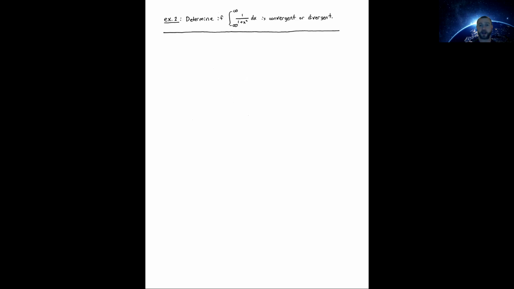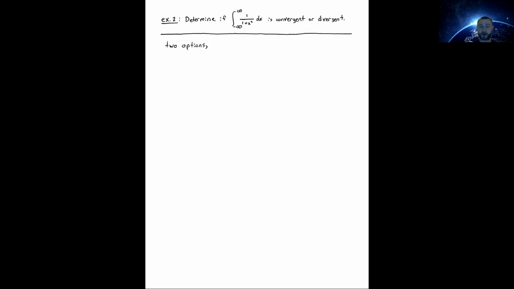All right, let's take a look at a more complicated example. This one will kind of recall a lot of properties and formulas and such from your Calc 1 course, maybe even going back to pre-calc. And the question is going to ask, determine if this improper integral from negative infinity to infinity of 1 divided by 1 plus x squared, determine if that is convergent or divergent. Now, this one's a little bit tricky. I want to give you some suggestions before you try it. You could approach this with two different options here.